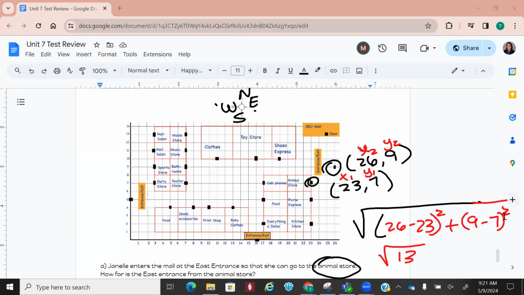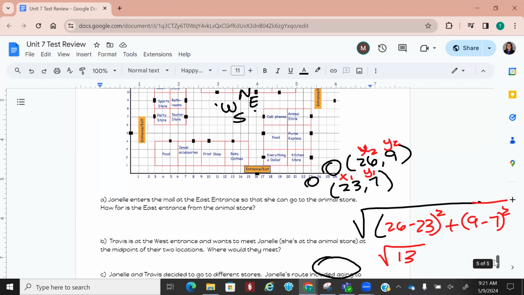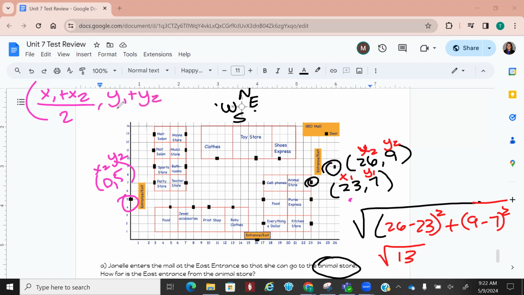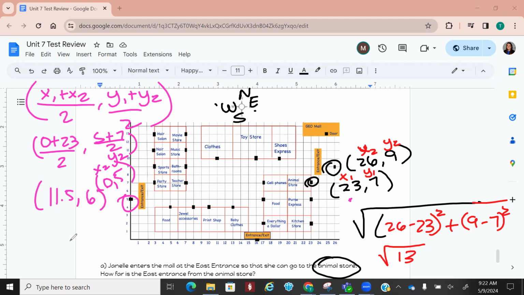Okay. The next question asks you to find the midpoint between Travis being at the west entrance and the animal store. Okay, so the west entrance is this guy over here. That's 0, 5. And we're finding the midpoint between that and this one over here. So this is going to be my x2, y2. And I'm going to plug into the midpoint formula. Remember, the midpoint formula looks like this. It's a location. So we're going to plug in 0 plus 23 divided by 2 and 5 plus 7 divided by 2. When I do that, that's going to give me 11.5, 6. So when I graph that, notice how it's right here, and that's halfway between here and here. Questions on those two?